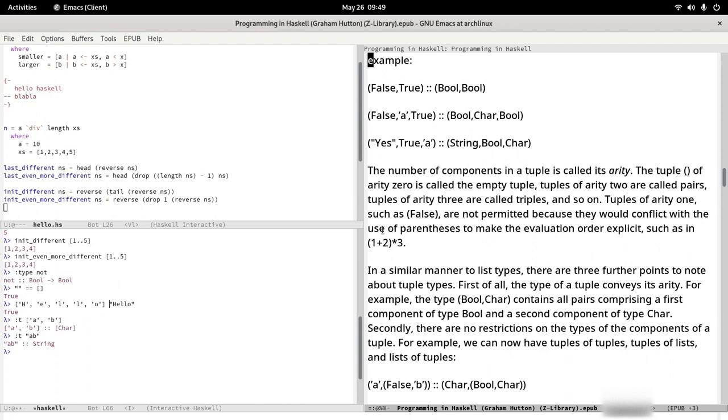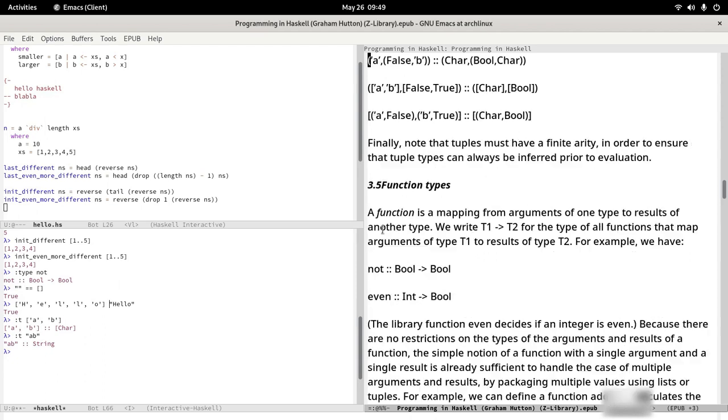For example, we can now have tuples of tuples, tuples of lists, and lists of tuples. The tuple containing 'a' and the tuple (False, 'b') is of type (Char, (Bool, Char)), and so forth. Finally, note that tuples must have a finite arity in order to ensure that tuple types can always be inferred prior to evaluation.